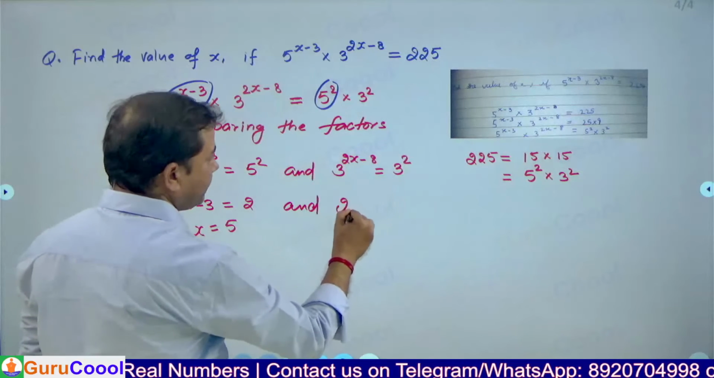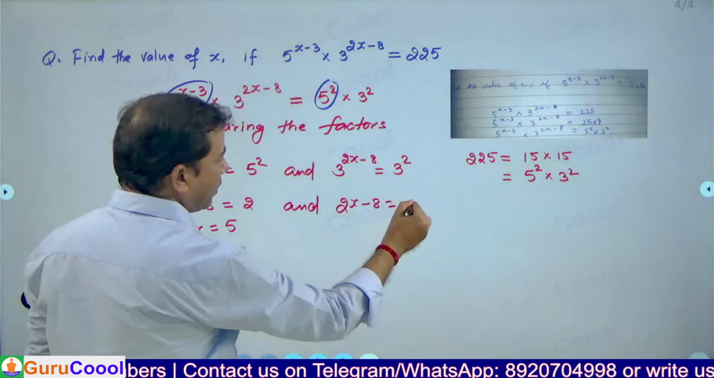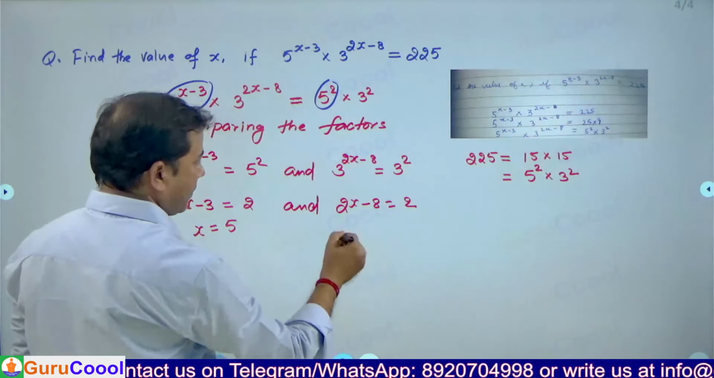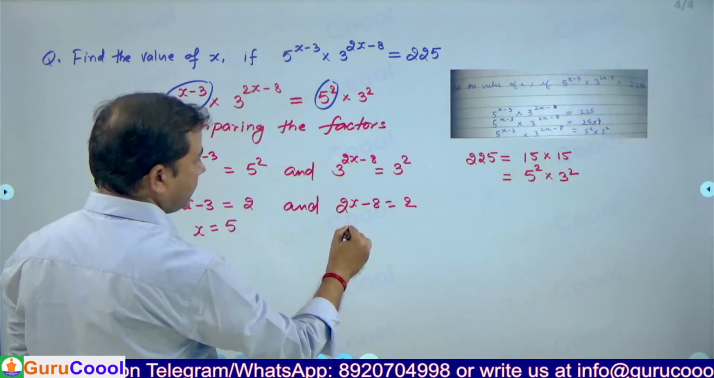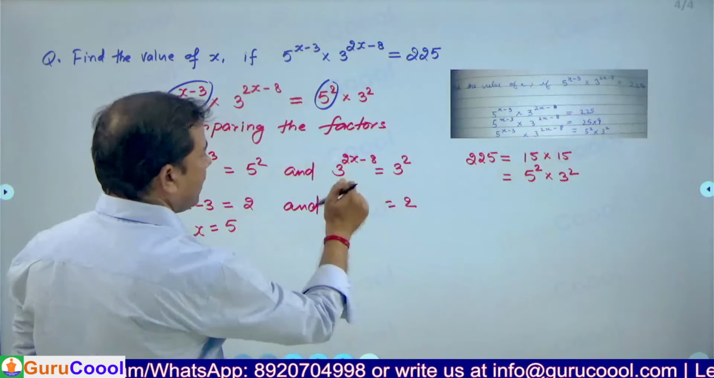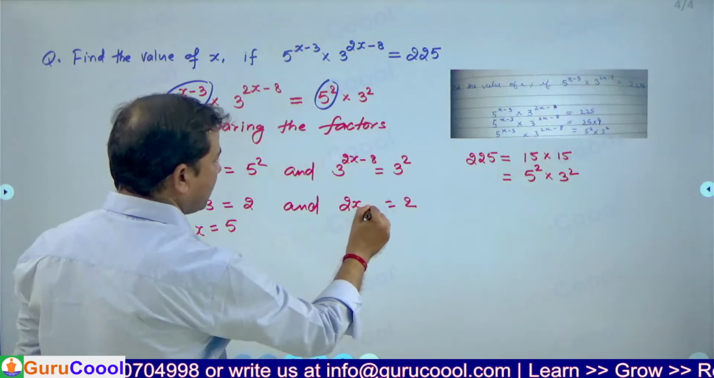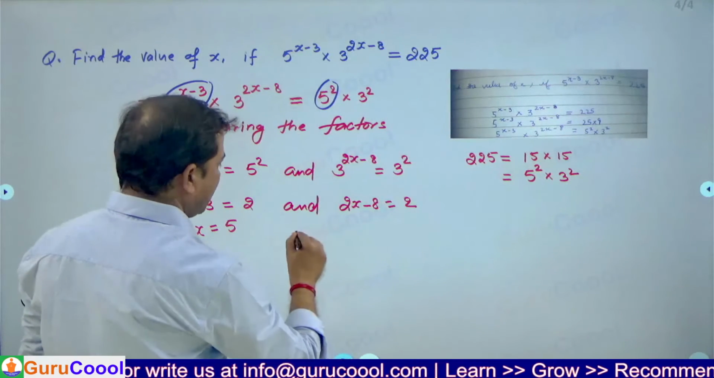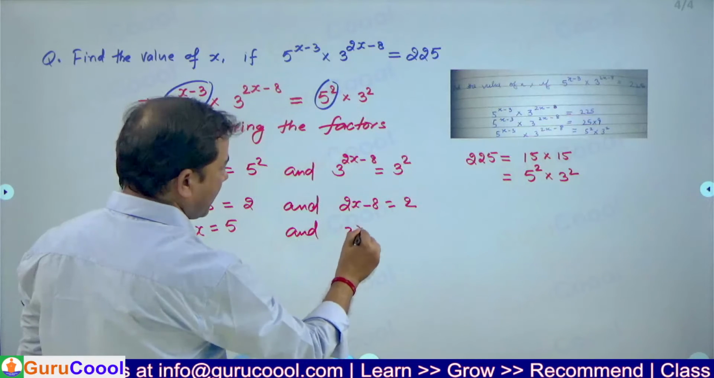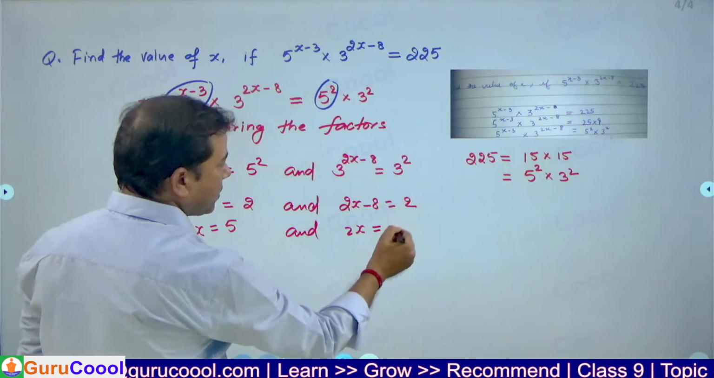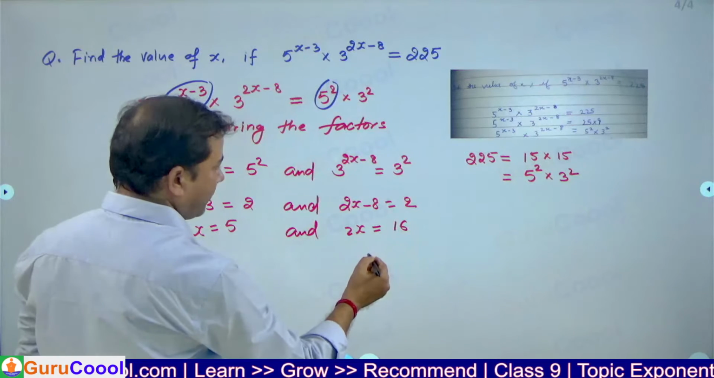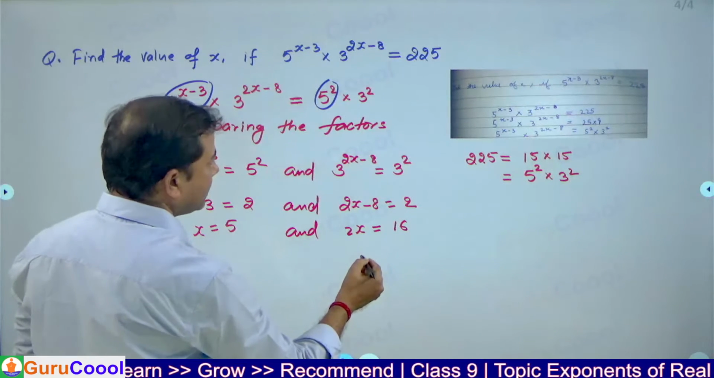Here 2x minus 8 is equal to 2. So 2x will be equal to what? 8 plus 2, 16. Right? Yes.